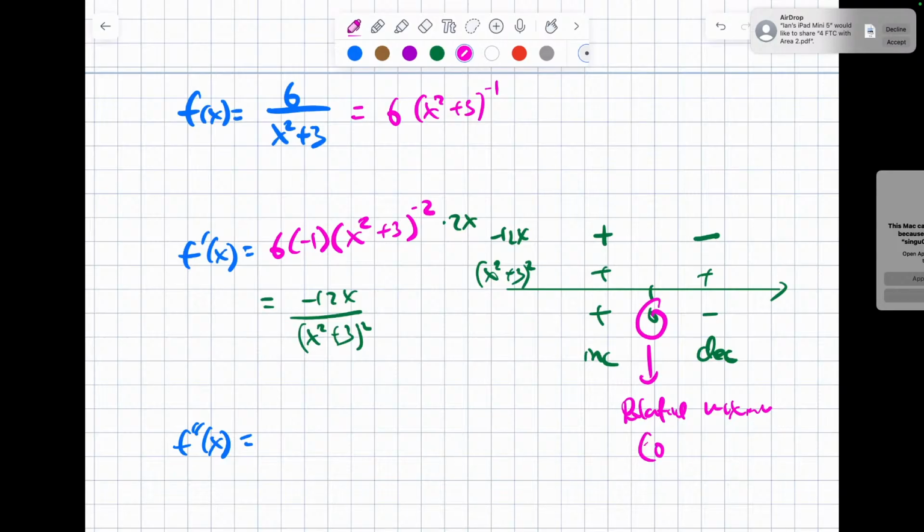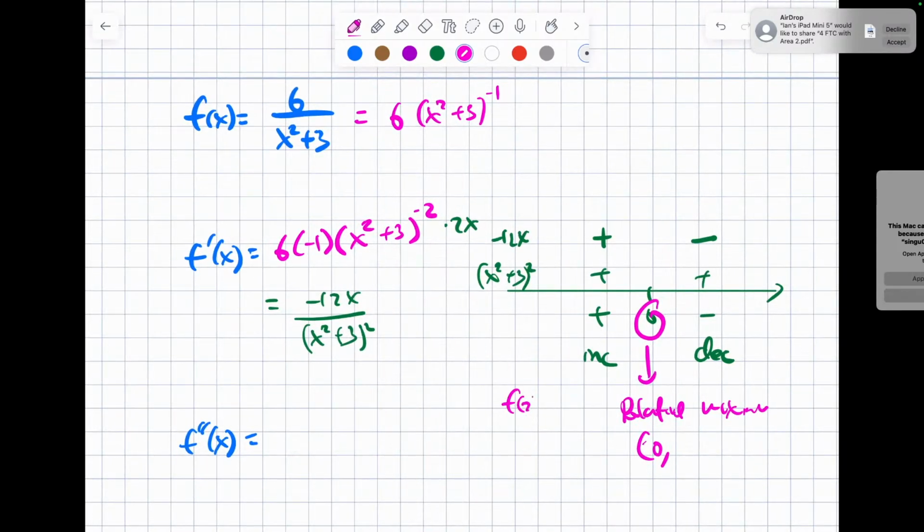And then it's going to be 0 comma what? What is 0 comma what? 2, because f of 0 is equal to 6 over 0 squared plus 3, which is equal to 2. So 0 comma 2. That's a relative maximum.